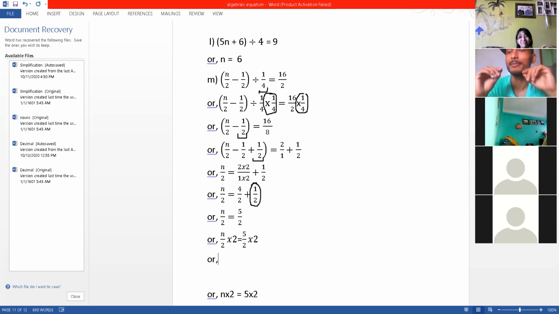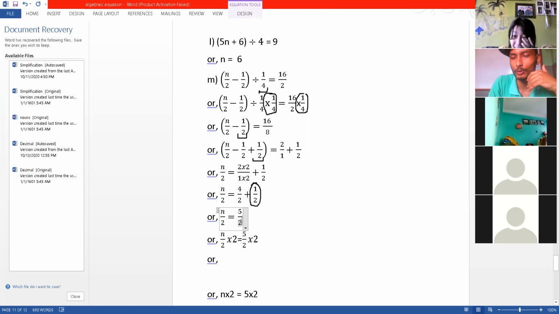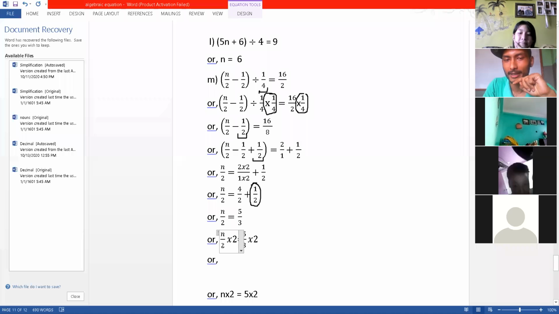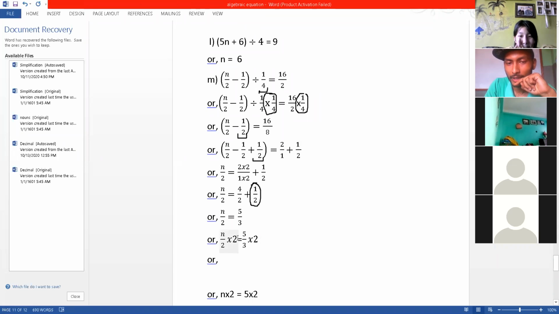But for a while, let's imagine we are not lucky. In place of 2, we have 3. Just imagine that we have 3 here. Now, by multiplying both sides by 2, I get rid of the 2, but there is still 3. There is still a fraction here. So I want to get rid of that 3 also. So I multiply both sides by 3 again.